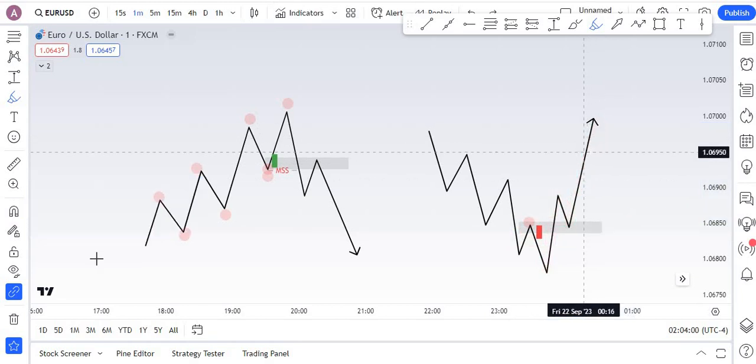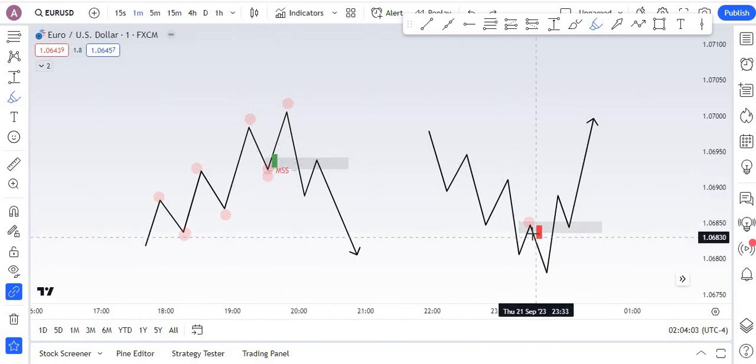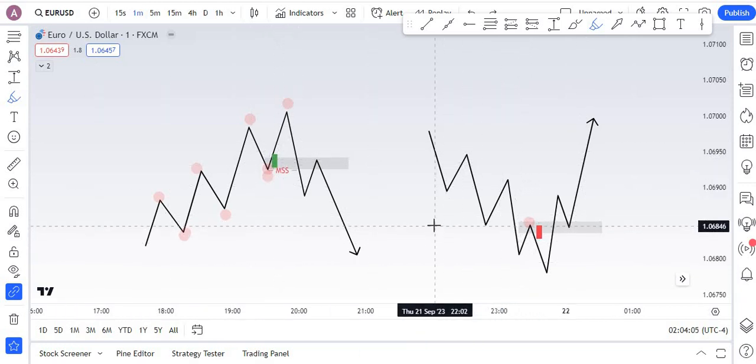This is very simple. The color of the candle doesn't matter. I will show you this on a live chart.